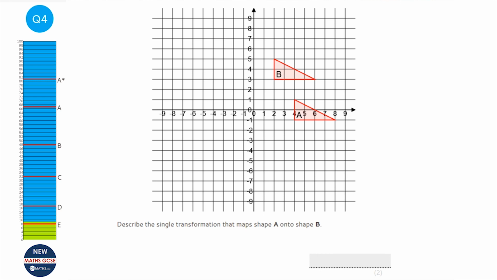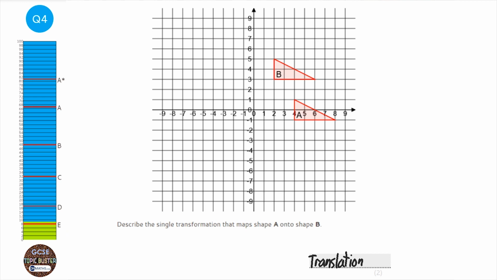And if the answers to all those questions are no, no, no, then we're left with translation. Now, translation just means it's moved. So the first bit of the answer is just saying it's a translation. Now, they might not give the mark anymore for that. It might be a 1 mark question, so we need to make sure we get the next bit.